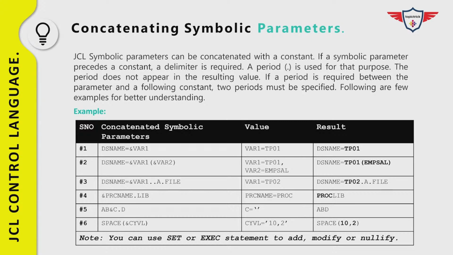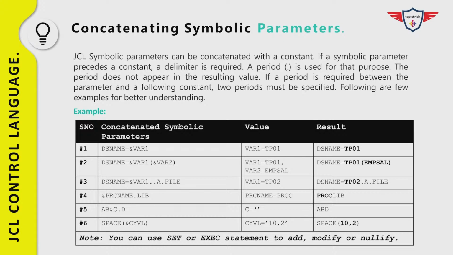Now let's go through the following example table to understand how you can concatenate symbolic parameters to accomplish your requirement. This table includes 4 different columns. The first one is the serial number, the second one is the concatenated symbolic parameters, the third column is a value column that outlines the value which will be assigned to these symbolic parameters. And in the last column, you'll see the result, the outcome after you assign the values to the symbolic parameters.